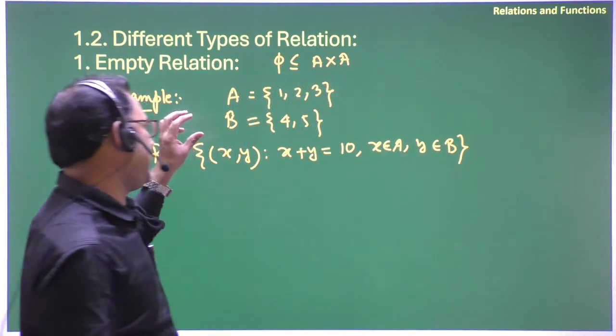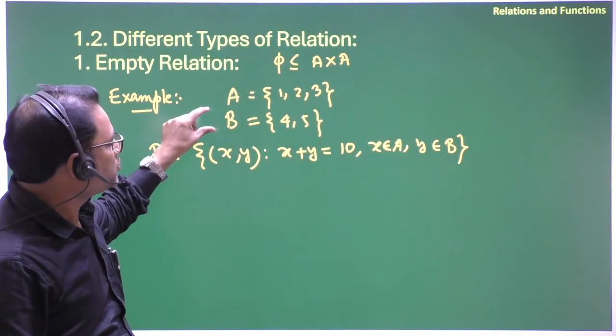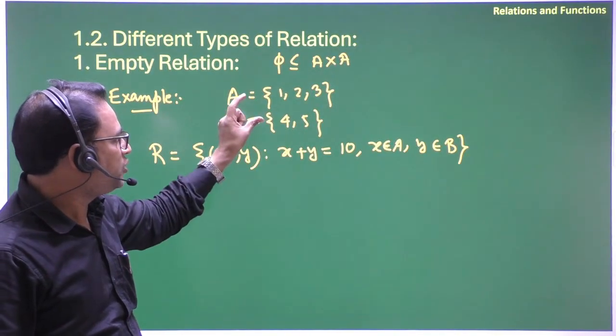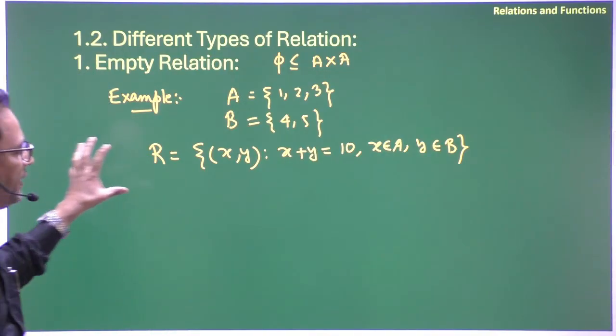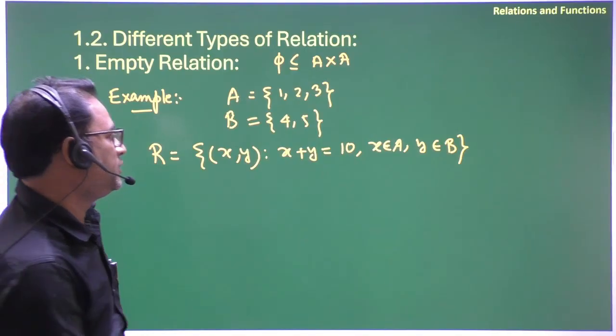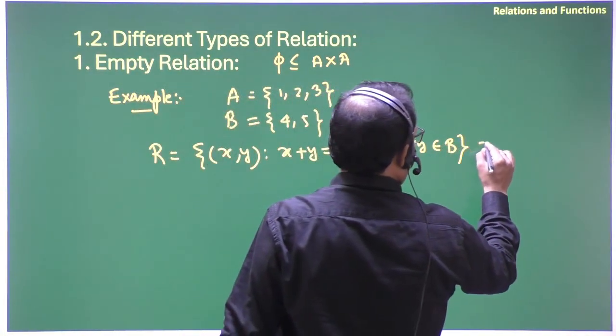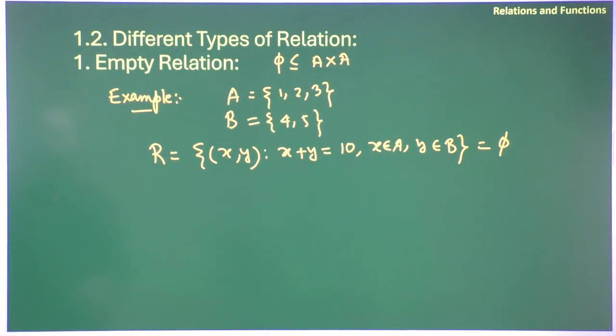So you have to take X from A. Maximum you can take is 3. If you choose Y, maximum it will be 5. When you add them, it will be 8, but it will never be 10. So you cannot find any ordered pair from A cross B which gives you 10. So therefore R is what type of set? Null set. So it is called the empty relation. I hope this part is clear to everyone.